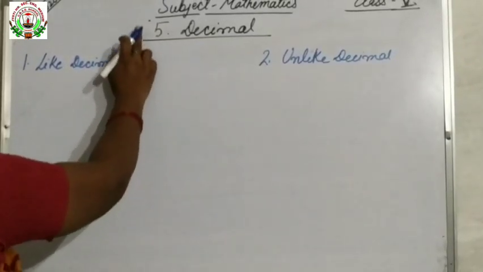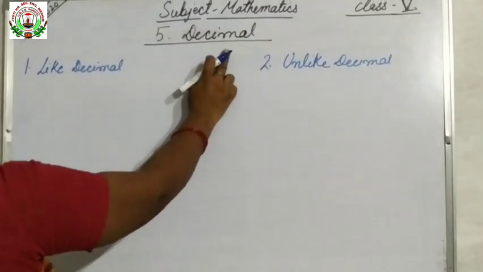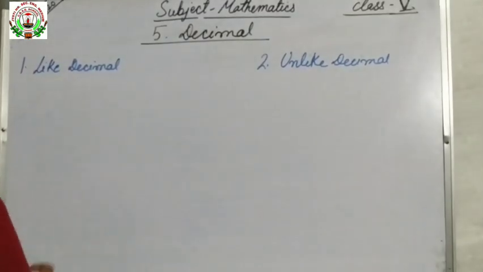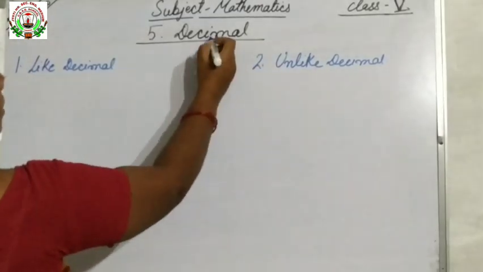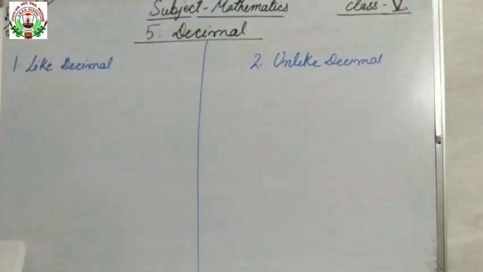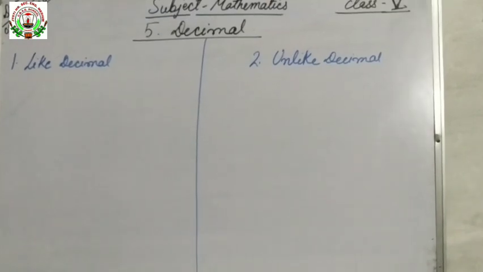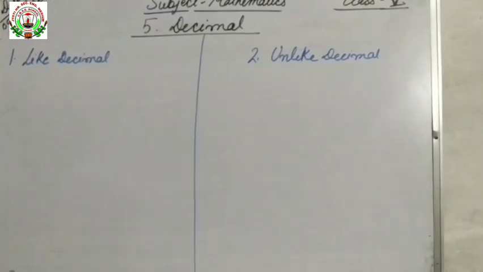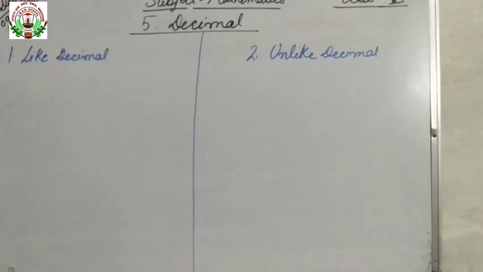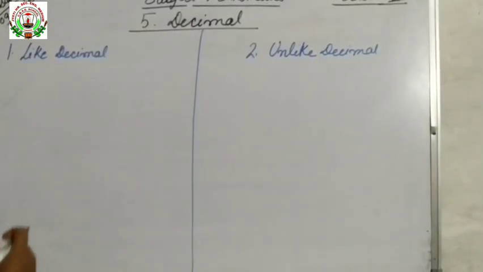Today we will continue lesson 5, that is decimals. Today we will see like decimals and unlike decimals. What is a like decimal and what is an unlike decimal? In like decimals, the decimals having the same number of decimal places are called like decimals.